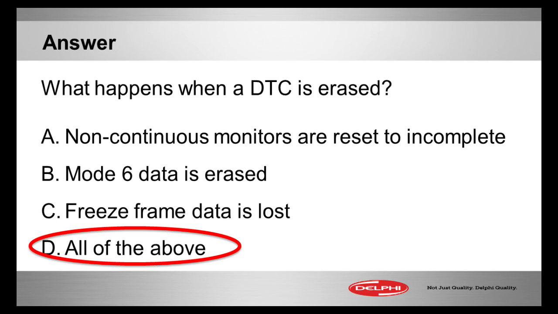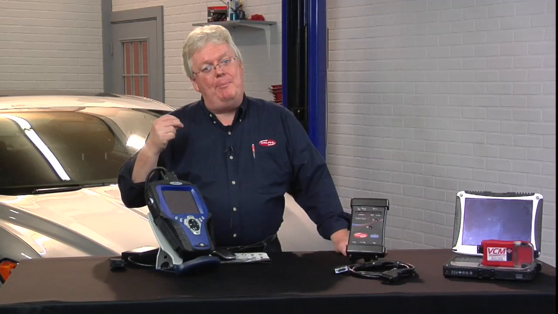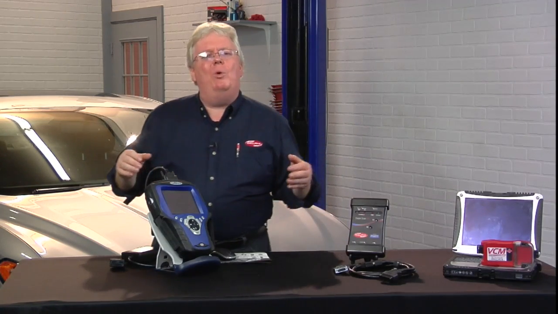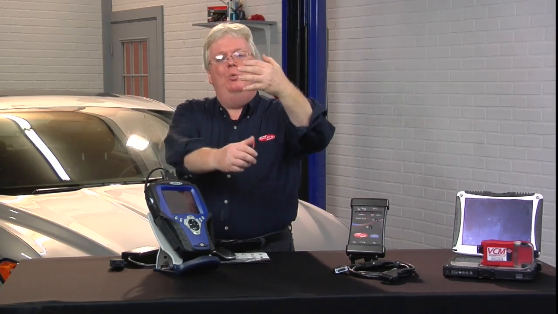Definitely non-continuous monitors are reset to incomplete, although when you're driving, some of those monitors will pop pretty quick. Some will seem to take forever. And mode 6 data is erased, now not really erased like blanks, but what you'll see is, in some cases, you'll see some of the TIDs and SIDs at the very top will have bogus numbers, zeros, borderline right on the spec. And on the bottom, you'll see a bunch of incomplete. So it'll be kind of all over the board what it looks like on your scanner.